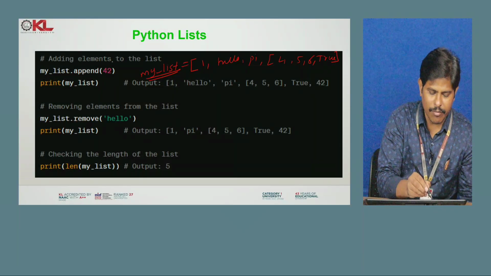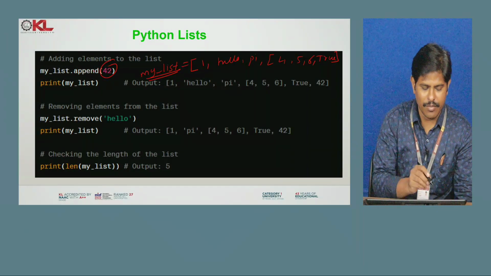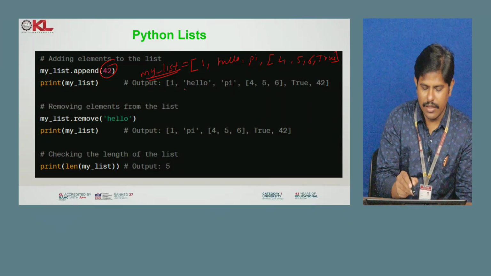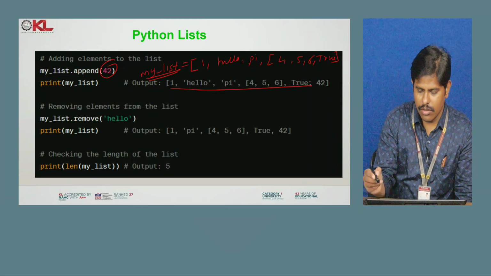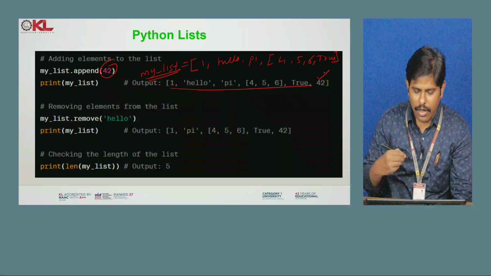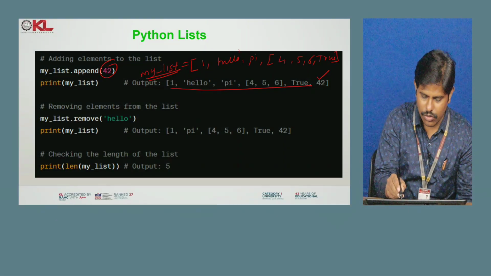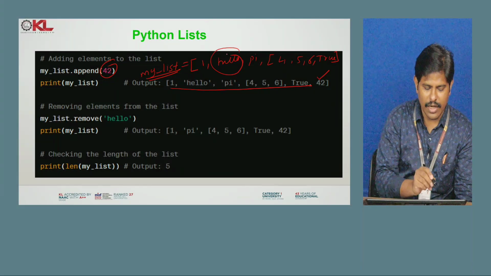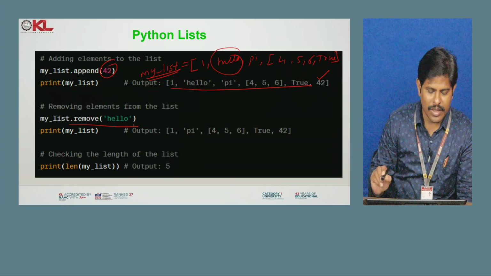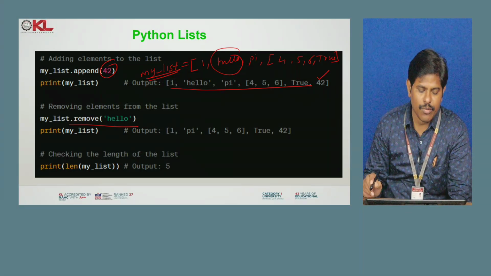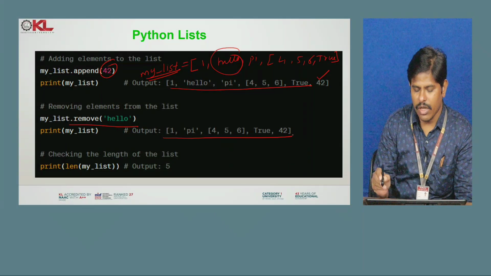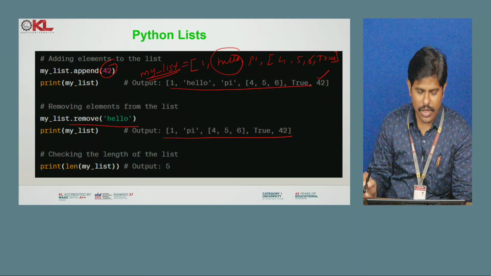So if I want to add the number 42 to this current list, simply I have to say my list dot append 42. So the output will have 42 appended at the end. And to remove hello in my list, I need to say my list dot remove hello. The remove method helps you to remove elements from the current list. Now the list becomes 1, pi, 4, 5, 6, true and 42.